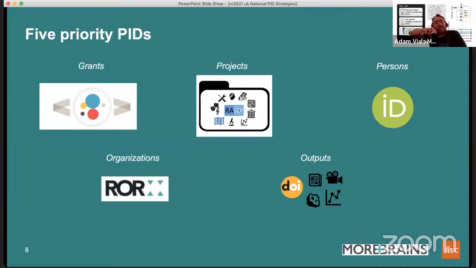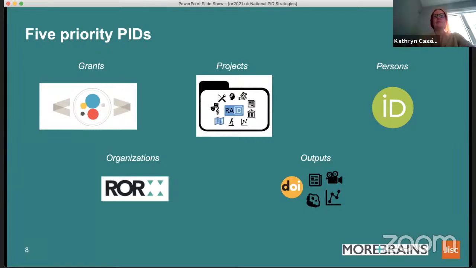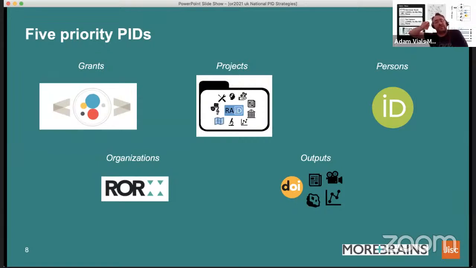So we've got these five priority PIDs. They're identified, as I said before, on importance in the community and in the research flows, but also on impact things like sustainability and governance. So for funding, the Crossref Funder Registry; for projects, RAID, the Research Activity Identifier. Some people may not be so aware of that, but it's particularly important because you can pull narratives of projects together with it. For organizations, ROR, the Research Organization Registry. For outputs, DOIs, which I think we all know about. And for people, ORCID IDs.